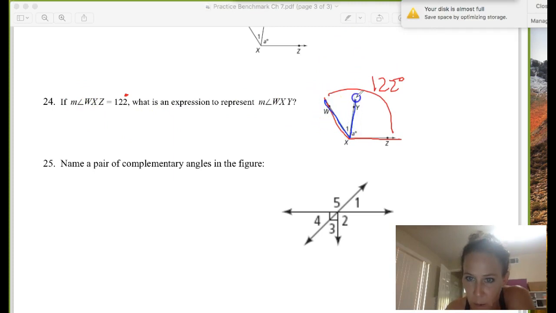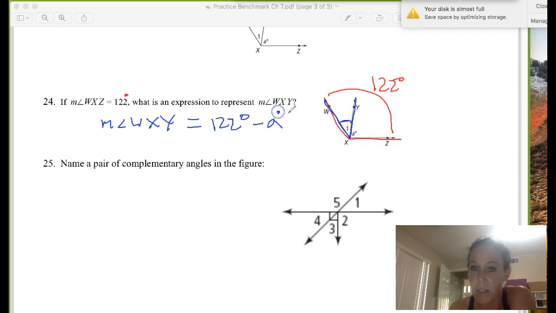Okay. And then they want to know an expression to represent just this, WXY, or angle 1. How could I represent this? Well, this is going to be the whole thing minus whatever that is. So I could say measure of angle WXY is just going to equal 122 degrees minus A. Didn't ask you for an actual value, it asked you for an expression. So that's what it's going to be. This whole thing minus this would give me WXY.